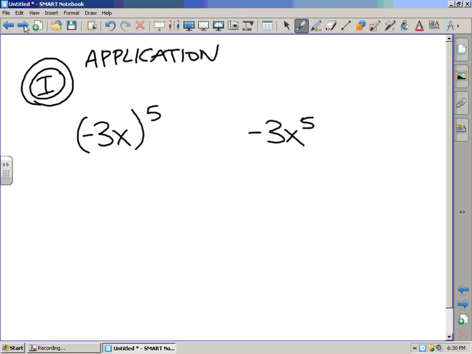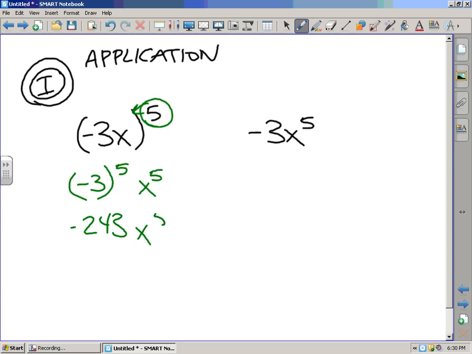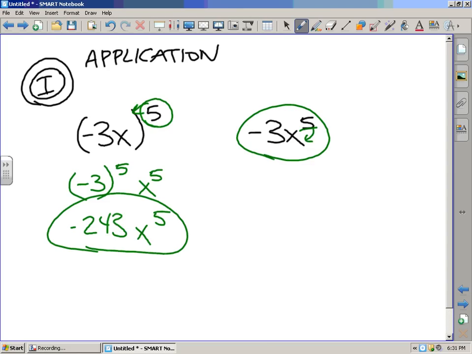All right, another application problem. Over here, the 5 goes to the whole set of parentheses. So the entire negative 3 gets a 5, and the x gets a 5. So this is negative 3 to the 5th. And remember, when you have an odd power, you're going to result in a negative number. So our result is negative 243, x to the 5th. And again, this 5 only goes to the x, so we can't do anything with that. You just leave that one alone.